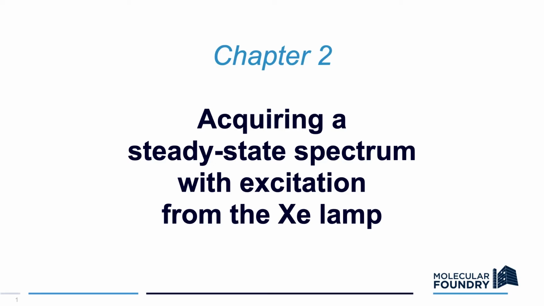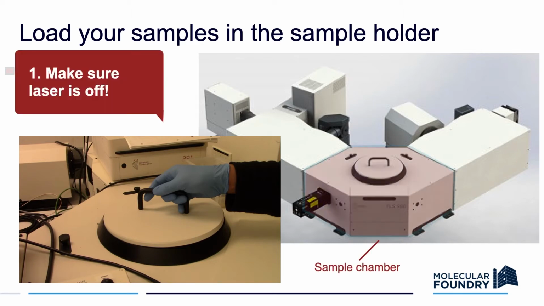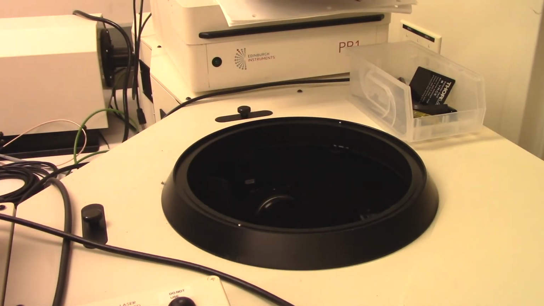Chapter 2. Acquiring a steady-state spectrum using excitation from the xenon lamp. So now we're ready to measure spectra of our samples. So we need to load our samples into the sample holder. First, we're going to make sure the laser is off. Then we'll open the sample chamber cover shown here.